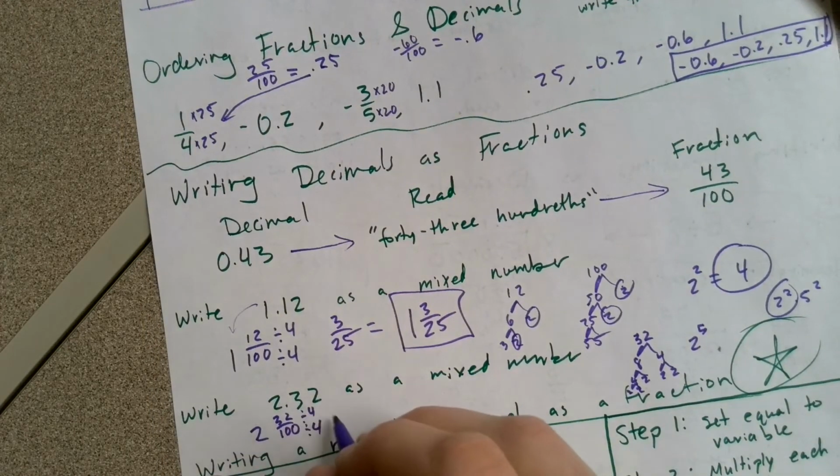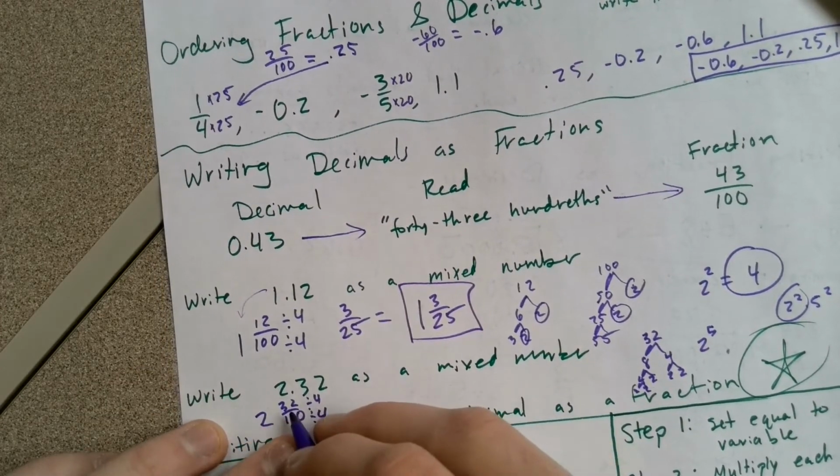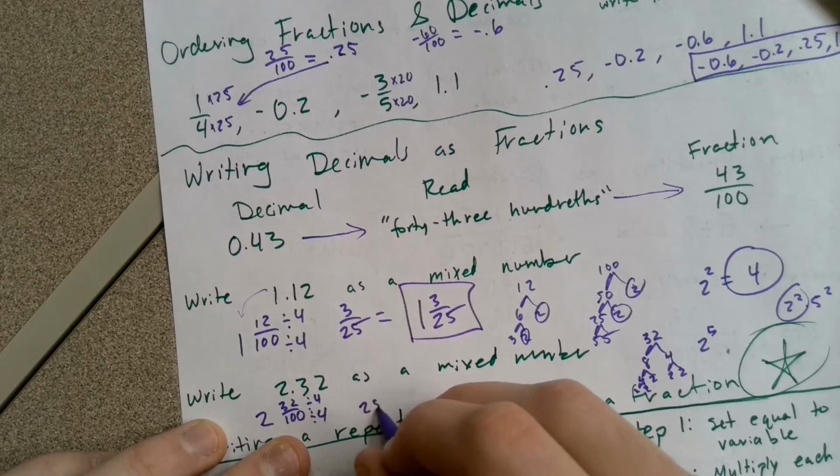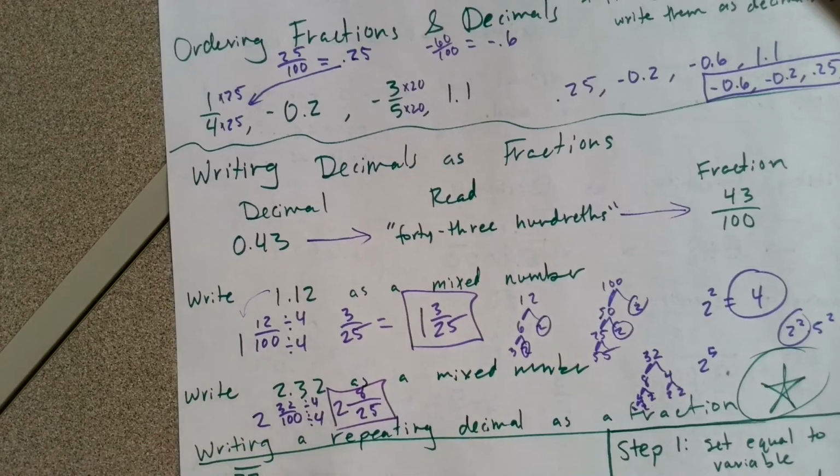This is stuff that we worked on before Christmas break. If you need a refresher on that, it might be worth going back and watching those lessons. Dividing each by 4, we're going to have 25 on the bottom. We're going to have 8 on top. 2 and 8 25ths.